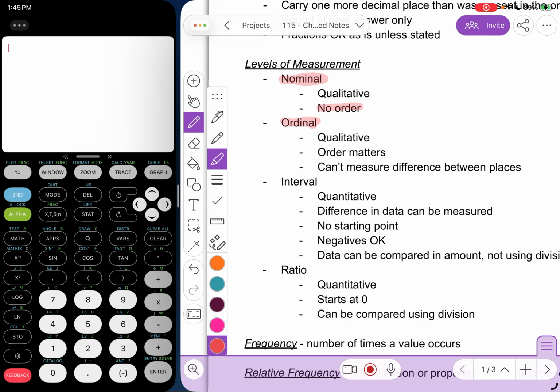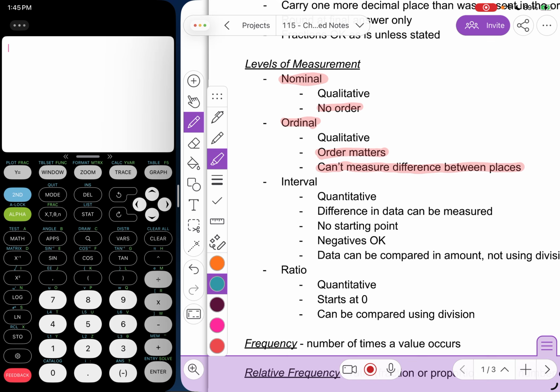Ordinal is still that qualitative, but there's a way to put it in order. So first, second, third in a race, that order matters. You know what that order means, but you can't necessarily measure the difference between those places. So you know in a race, first came in before second, but you don't know how much before second. You don't know if it was 3 seconds or 3 minutes. So order matters in that ordinal sense, but you don't know the difference between the orders other than one is more important or before the other.